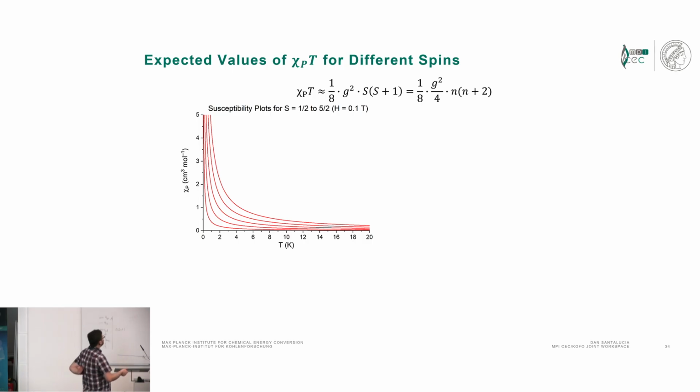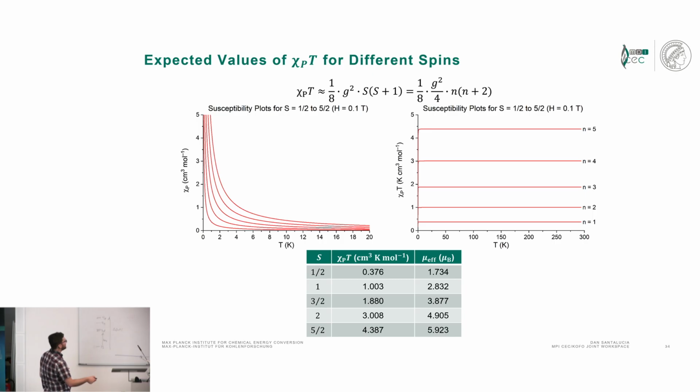So, what do we do? That's where chi T comes in handy. If we just multiply this by temperature, we're going to get rid of this asymptotic behavior, and we're going to end up at horizontal lines. And you can convert this formula. It's about 1/8 g squared S(S plus 1). You can also think about it in terms of n, the number of unpaired electrons. But it's very simple. Chi T versus T gives you horizontal lines, at least in the high temperature regime, with 1, 2, 3, 4, 5.